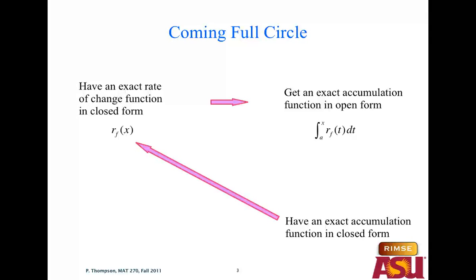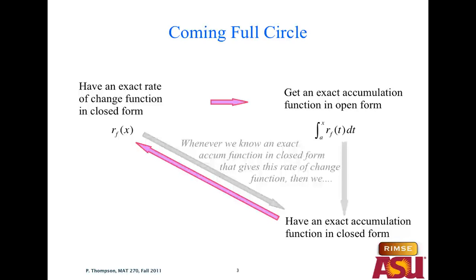So here's where we were at when we had the mastery. We could get from exact rate of change open form accumulation, and from exact accumulation in closed form, we could get rate in closed form. So the question is, what about this last? How do we get exact accumulation in closed form from exact rate in closed form? Well, it's what we were just saying. Whenever we know the exact accumulation function in closed form that gives us this rate of change function, then we can do it, and it comes from all these mastery rules, but like the reverse.